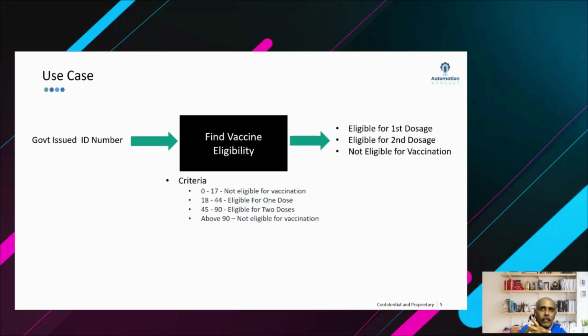They can get a single dose of vaccine, and people above 45 years up to 90 years are eligible for 2 doses of vaccine. So if you want to test this system, you should have government issued ID numbers for people belonging to various age groups. And what you get as an output is a message that you're eligible for a single dose, or a message that you're eligible for a second dose, or a message that you're not eligible for a vaccination.